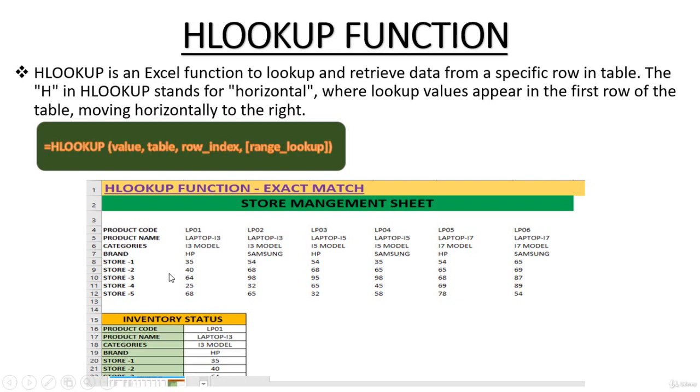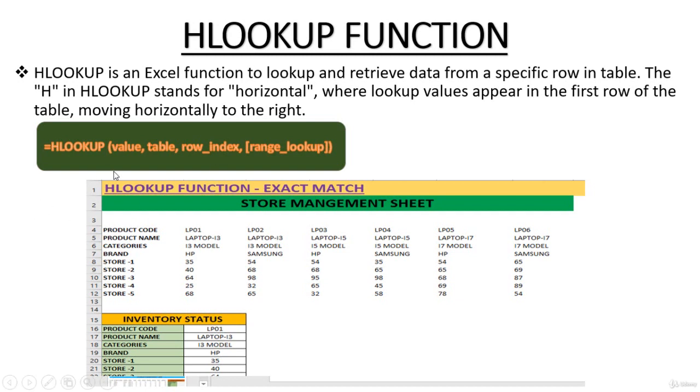The formula is very simple. First we put the equal sign, then we write Hlookup and start the bracket. We have to pass 4 parameters inside the bracket. The first parameter is the lookup value. Lookup value means the basis on which you are going to search, right? So that is the lookup value.